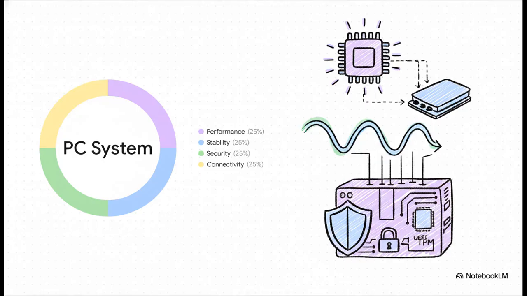So, as we wrap things up here, it's pretty clear that a modern computer isn't just a collection of parts in a box. It's a whole interconnected system. You've got to have those high-performance components, like the CPU and SSD, but they're useless without the stability you get from a good power supply. And all of it has to be protected by a secure foundation built on UEFI and the TPM.